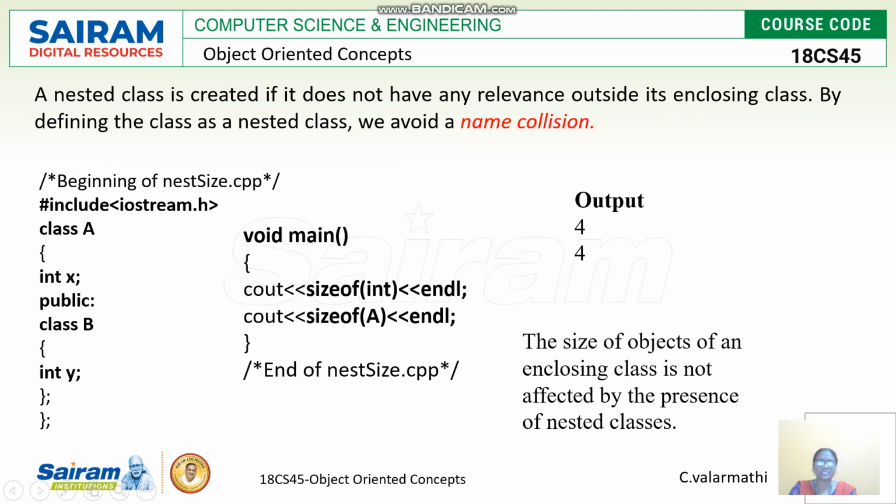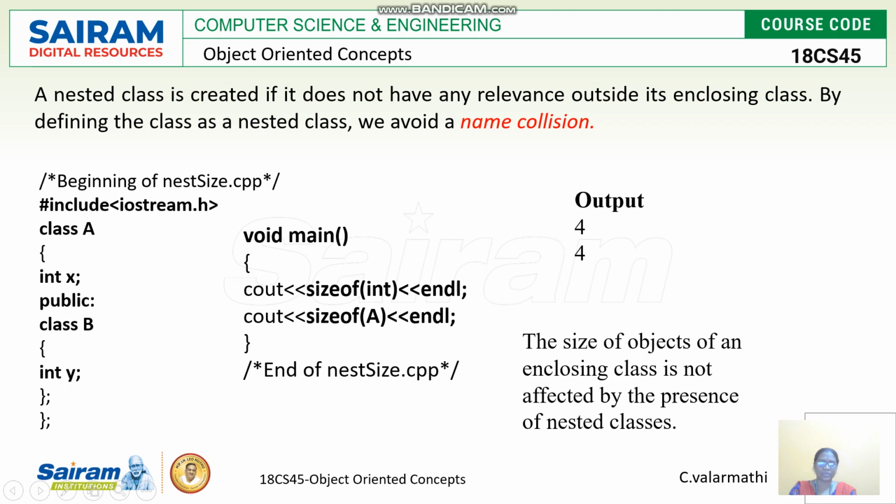Then coming to the size of that class, right? The size occupied by the nesting class and enclosing class is explained with one example here. Let us closely watch this program. Class A is started, in that int x is one of the integer variables declared. Then in public mode, class B is started, in that also an integer y is declared. So this is the complete definition of both the classes.